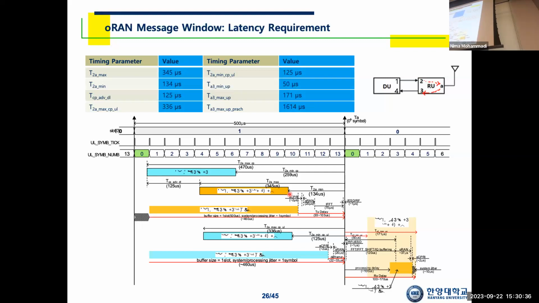Before you receive this user plane data, actually you will receive control plane data 125 microseconds before. You receive control plane data, which tells you the carrier index and symbol index of the user plane data that will soon arrive at your end.